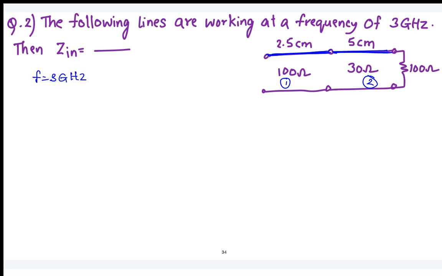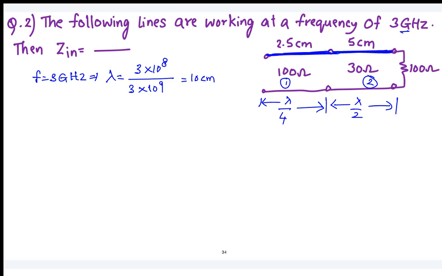So calculate the wavelength. Everybody calculate the wavelength first. 3 into 10 power 8 divided by f. f is 3 gigahertz. So you are going to get 30 centimeter, I'm sorry, 0.1 meter, which means 10 centimeter. So when it is 10 centimeter, 2.5 centimeter is 1/4 of the wavelength. So indirectly I have given that the first line is lambda by 4. And the second line is 5 centimeter, which is lambda by 2. So based upon the frequency, you calculate the wavelength and then you can express 2.5 centimeter and 5 centimeter in terms of wavelength. The first line is lambda by 4 and the second line is lambda by 2.